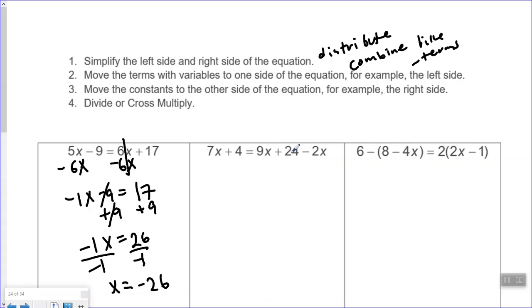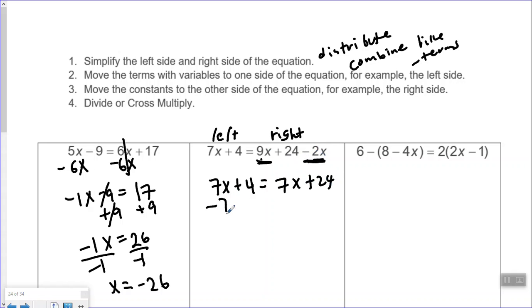That's the next example. Before you move on to the next step, you have to combine like terms. If they are on the same side, you can combine like terms. You cannot combine these because they are on different sides. This is the left side, this is the right side. You can combine like terms only when they are on the same side. So on the left you have 7x plus 4. If you combine 9 minus 2, it will be 7x, and bring down 24.